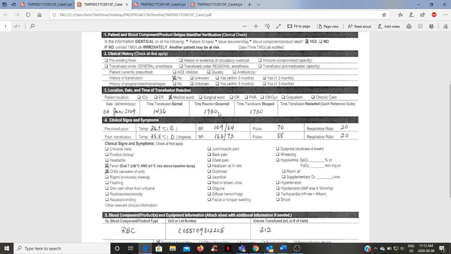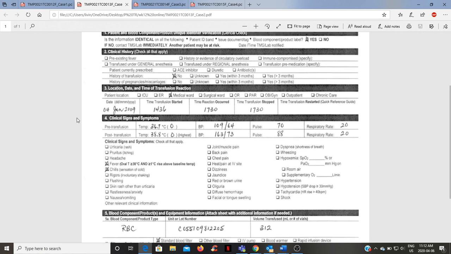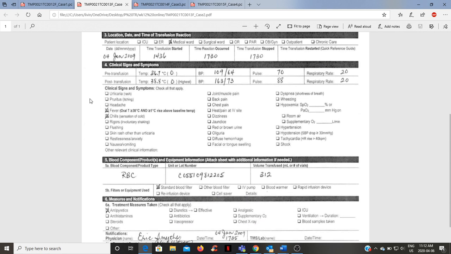So this was a slower infusion, right? Remember that the time limit for an infusion is 4 hours, so 2:30 to 5:30 here. And they stopped the transfusion at that time and did not restart it. So that should make sense with the symptoms that he's got here.